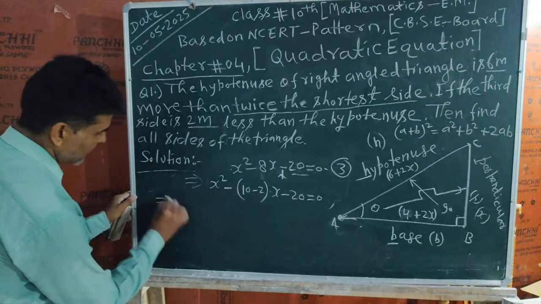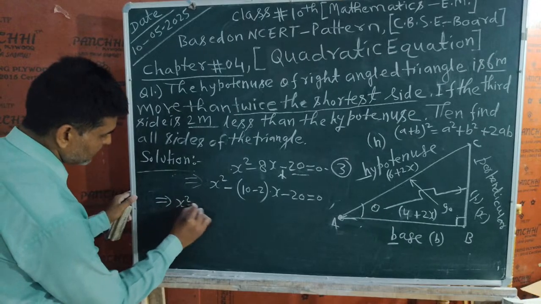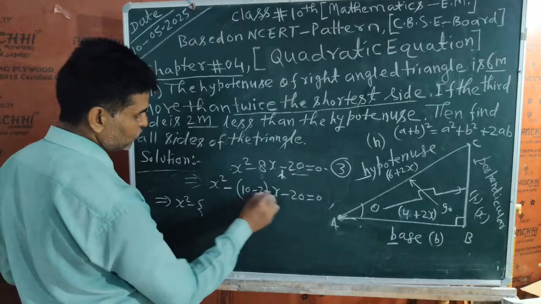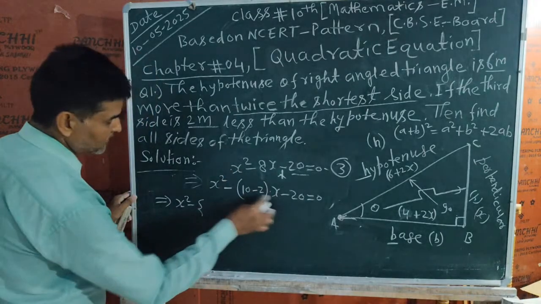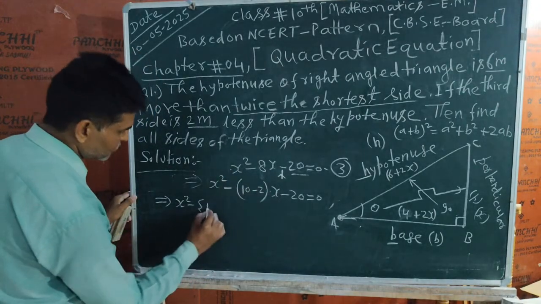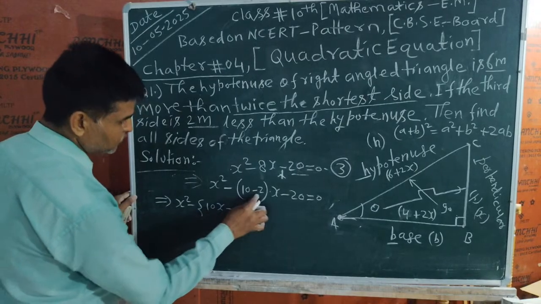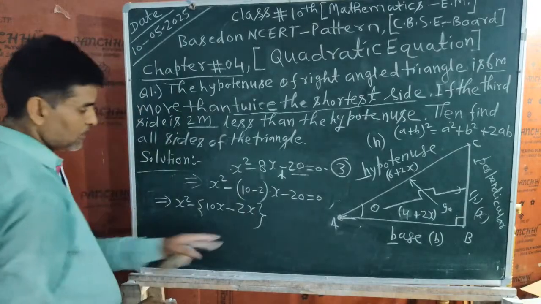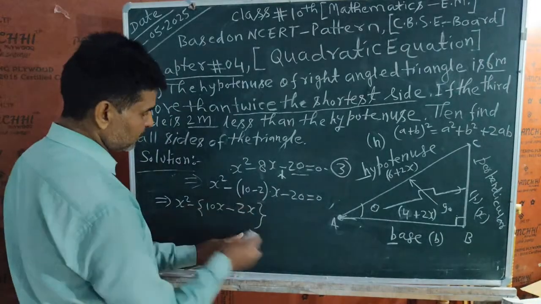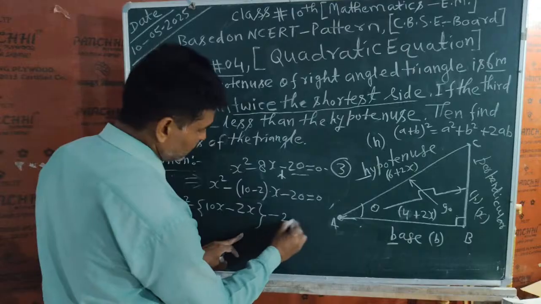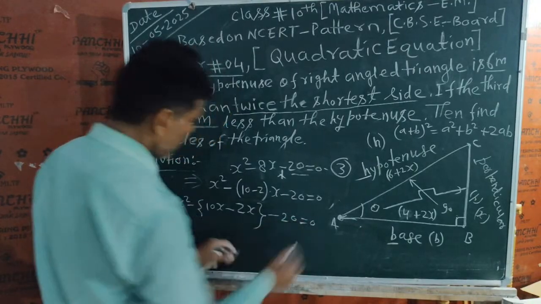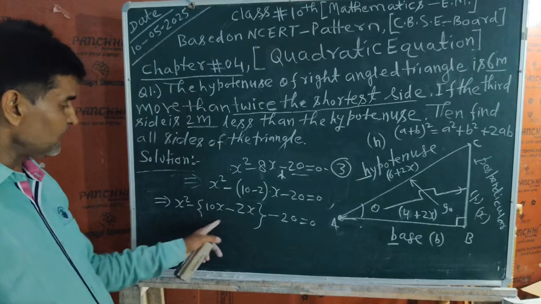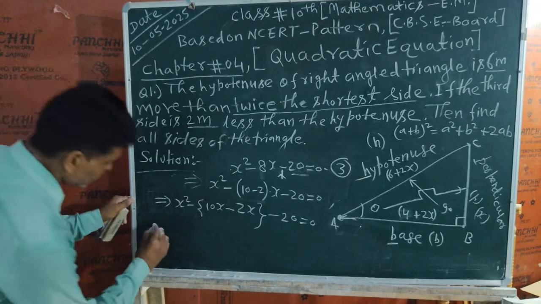Now further I will also write x square, and in the bracket I will multiply x with 10 and x with 2 also. After multiplication I will write x into 10, that will be 10x, minus 2 into x, that will be 2x, and here I will put a curly bracket. After putting the curly bracket, I will put minus 20 which is equal to 0. Again I will multiply with the minus 1 sign in the bracket, and after multiplication I will get its value.